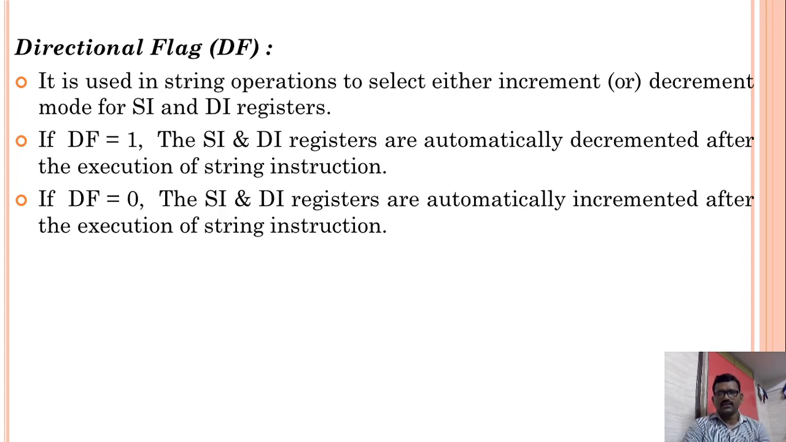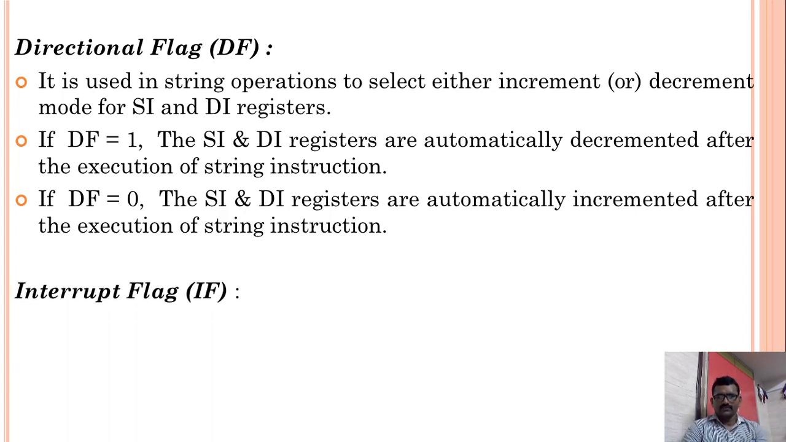In this, the string is processed from higher address to lower address. And if DF is equal to 0, the SI and DI registers are automatically incremented after execution of string instructions. This is called auto increment operation. In this, the string is processed from lower address to higher address.